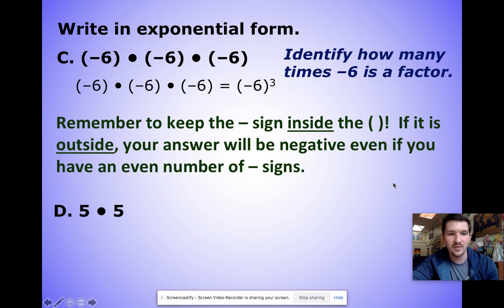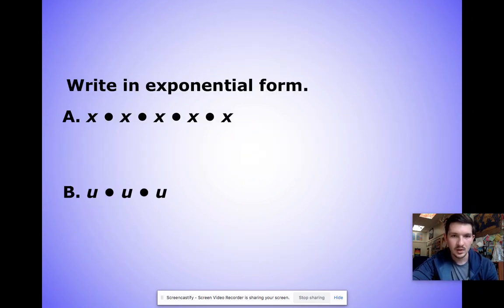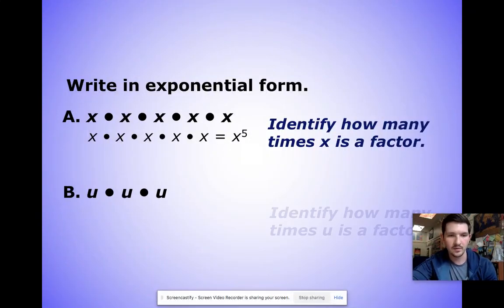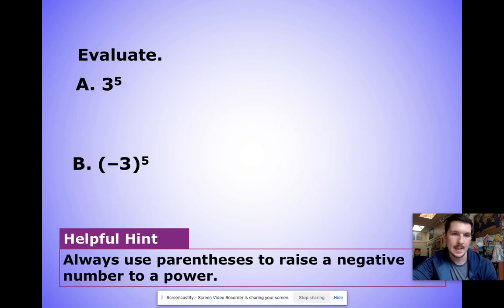Now, if we're looking at D, it is 5 times 5. Hopefully you know this one. Your answer would end up being 25. If we identify this as a factor, it ended up being 5 squared, okay? Go ahead and pause the video and try A and B. A would end up being, you have 1, 2, 3, 4, 5 x's, so it'd be x to the 5th. For B, you have 3 u's there, so it would end up being u to the 3rd.